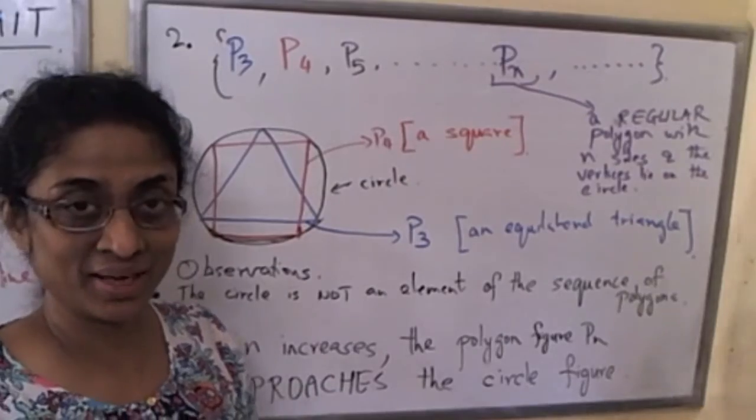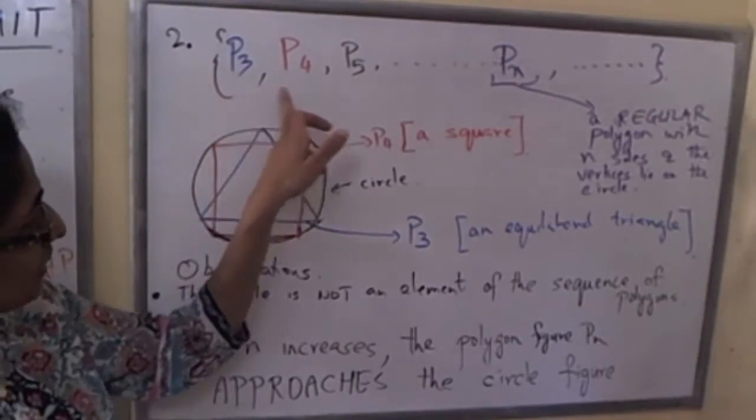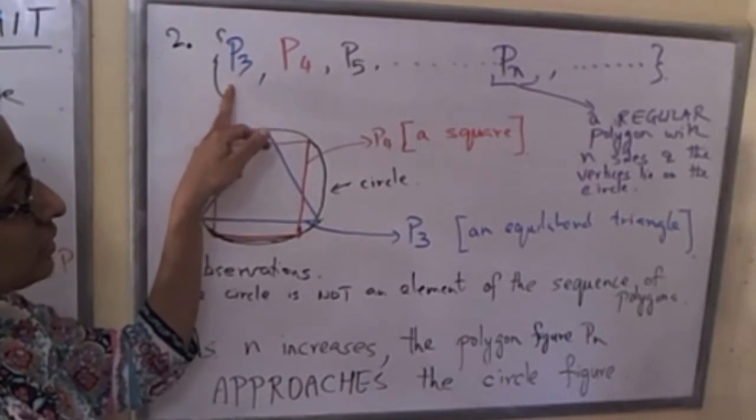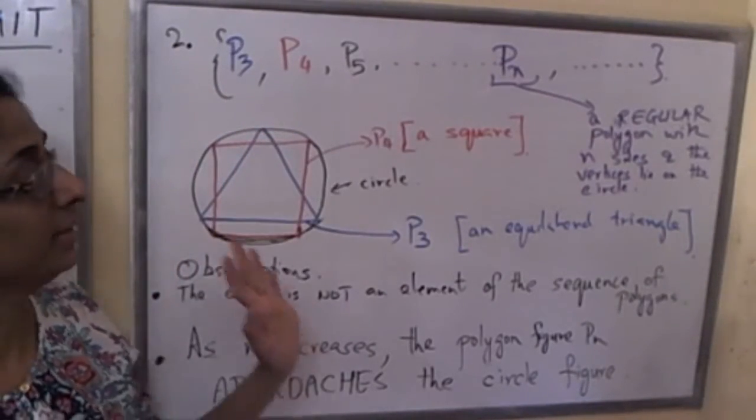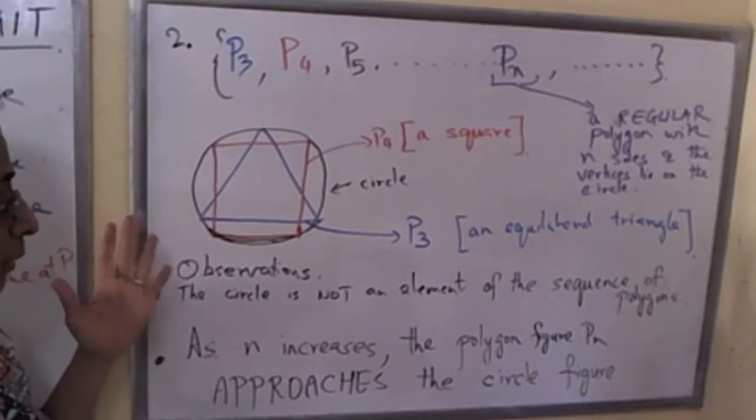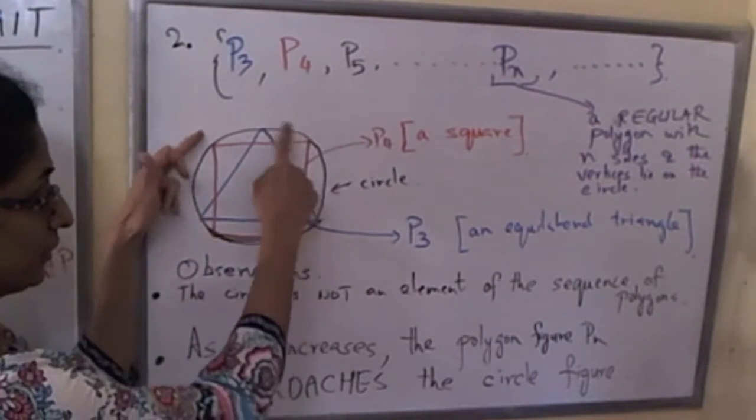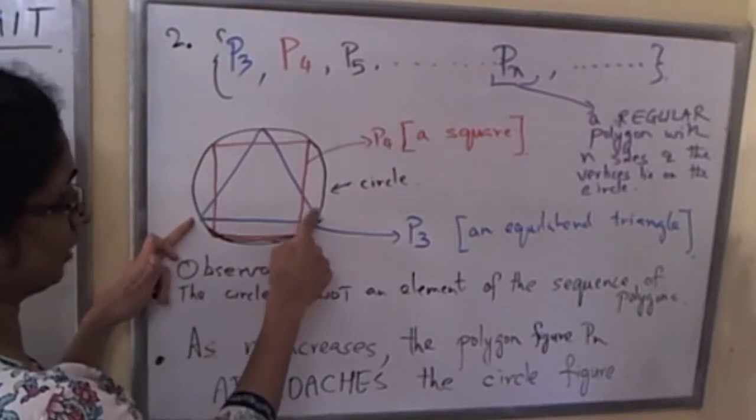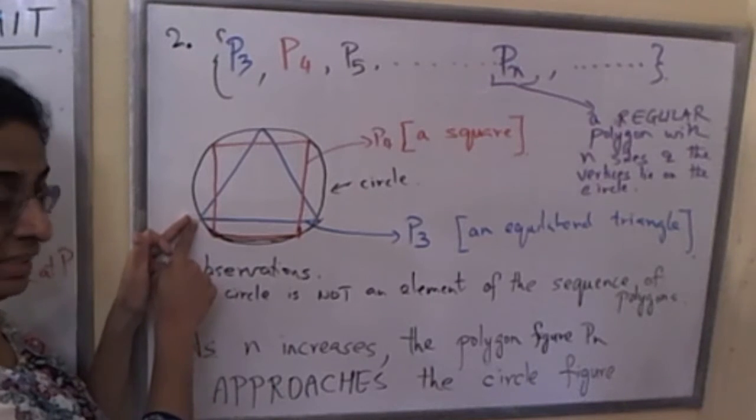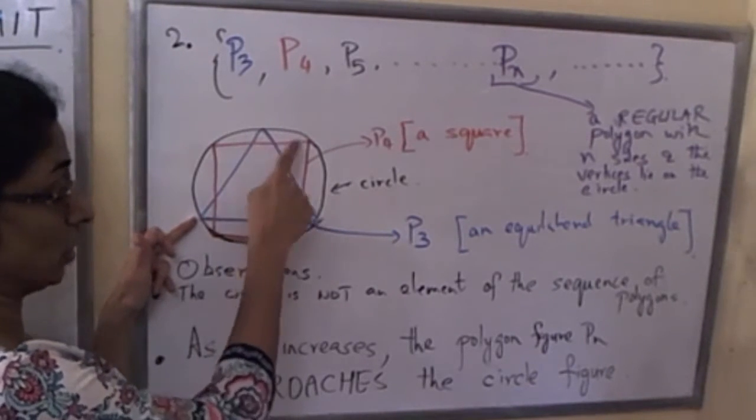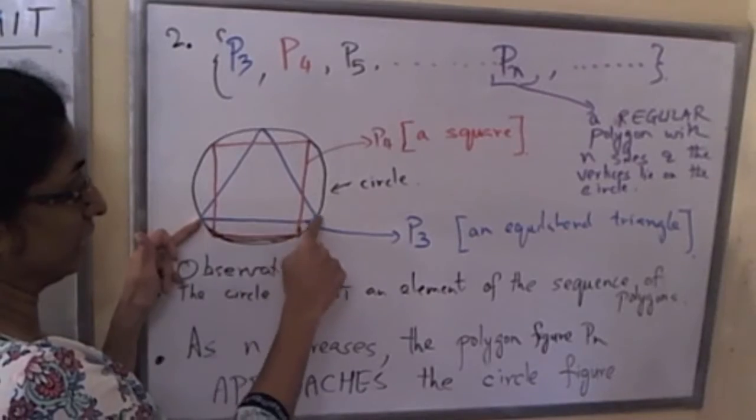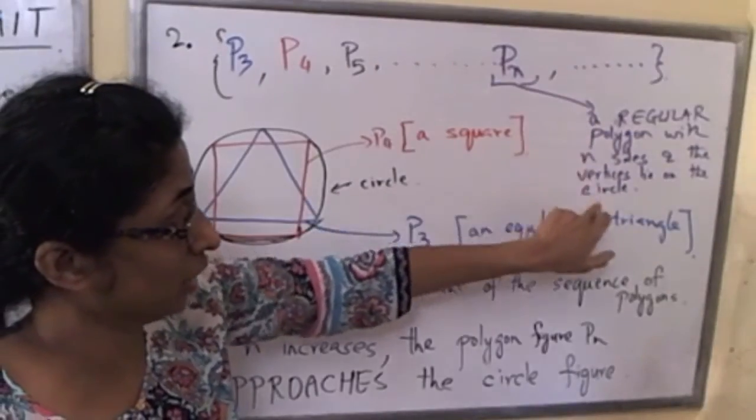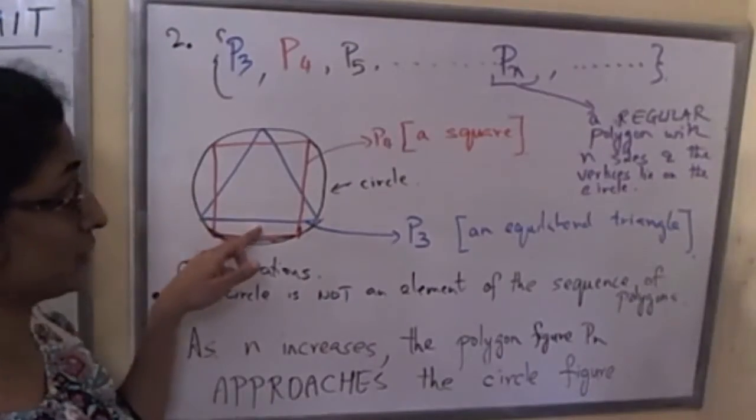Here's our second example, where we have a sequence of regular polygons. Here the elements in the sequence are not numbers, they are figures. Let's get into the details. I have a circle here. P3 refers to an equilateral triangle that I fit in like this. The vertices of the triangle are on the circle and the 3 side lengths are equal. So we can think of P3 as a polygon with 3 sides and the vertices lie on a circle.